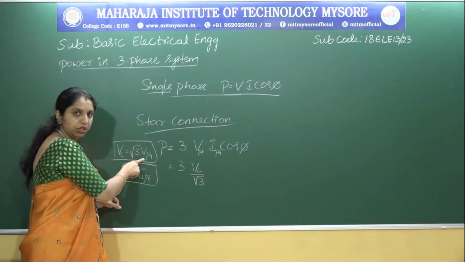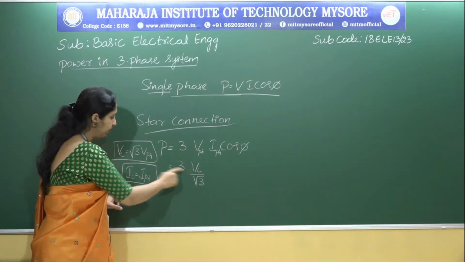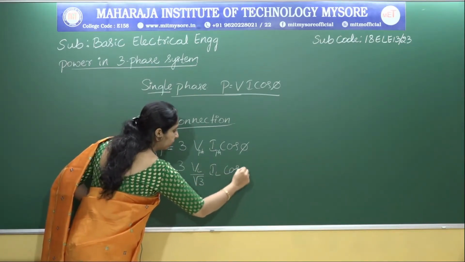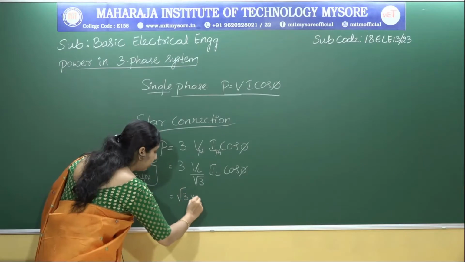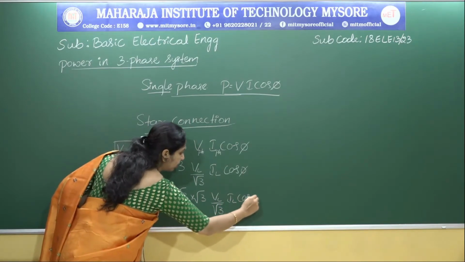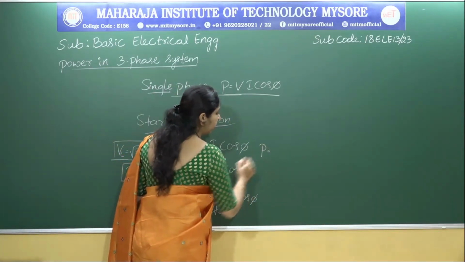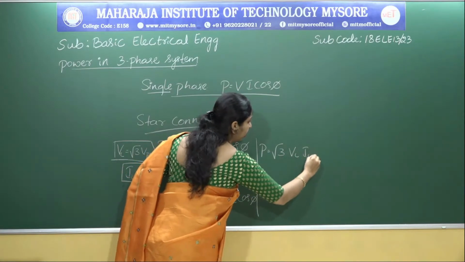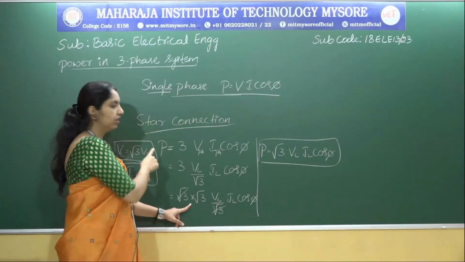So VL is equal to root 3 Vph, IL is equal to Iph. Now I am replacing this Vph in terms of VL, that is VL by root 3. And what is Iph? Iph is equal to IL, so IL cos phi. Further, if we simplify, this 3 can be expressed as root 3 into root 3, so VL by root 3 and IL cos phi. So root 3 gets cancelled. Finally the total power P is equal to root 3 VL IL cos phi. So this is the power in a three-phase system for star connection.